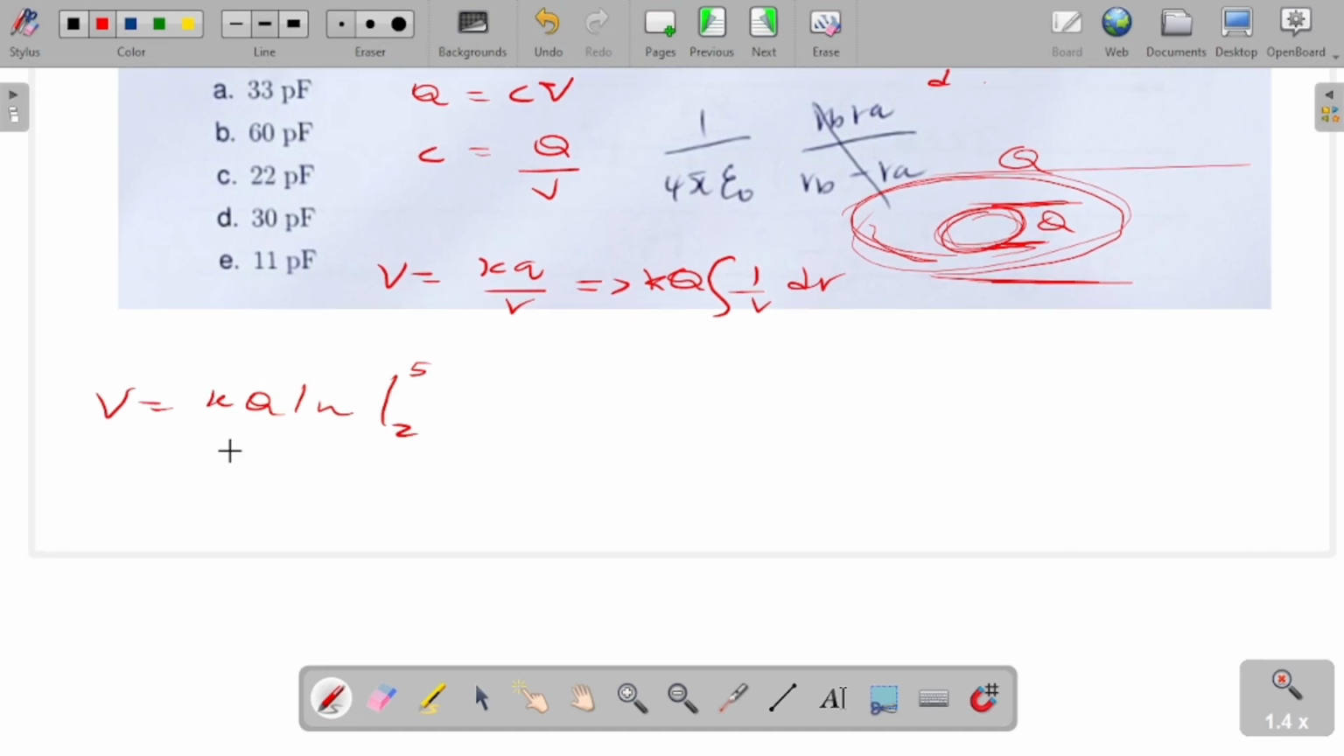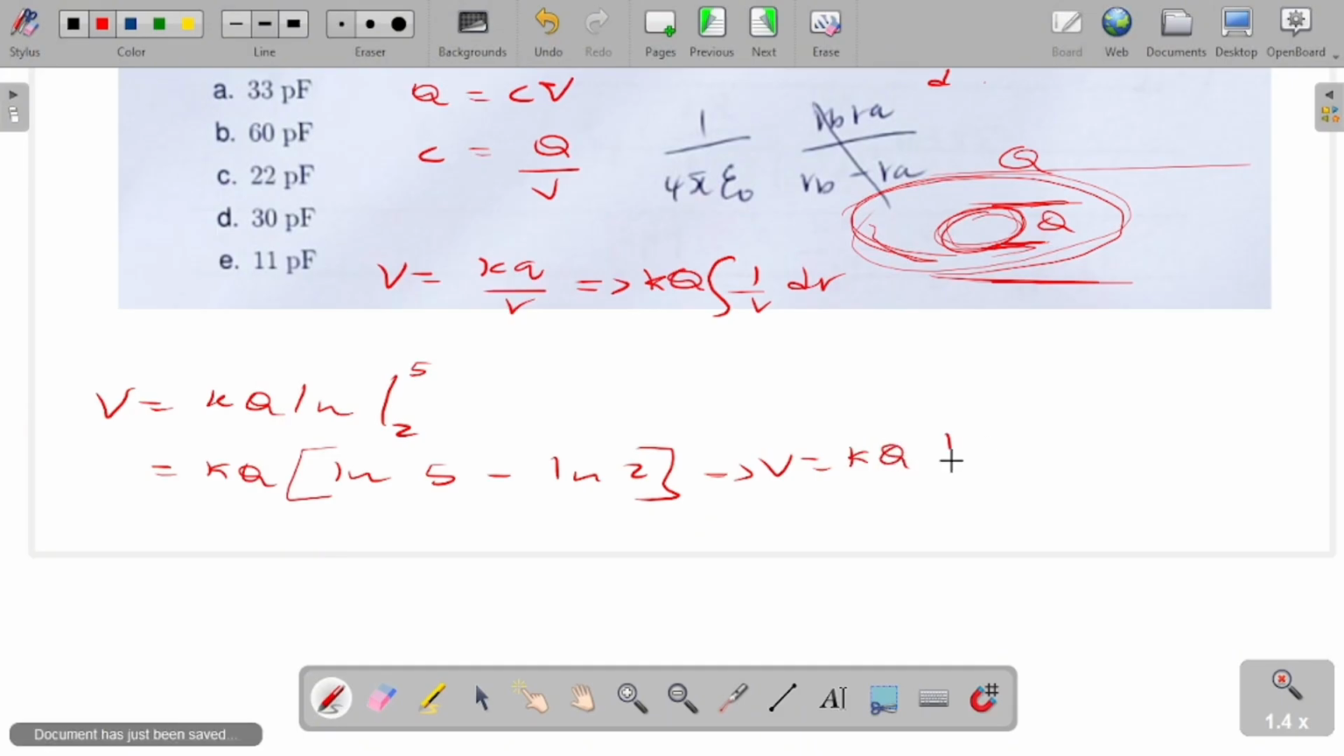From here, we are going to say this is KQ ln of 5 minus ln of 2, which can be simplified to KQ ln of 5 over 2. Now this is our potential.